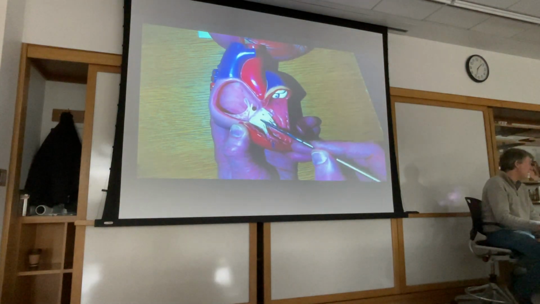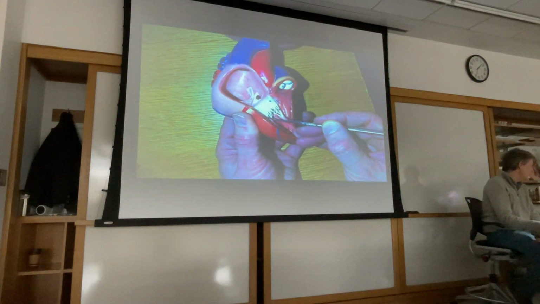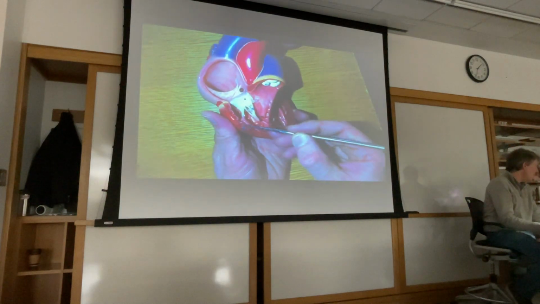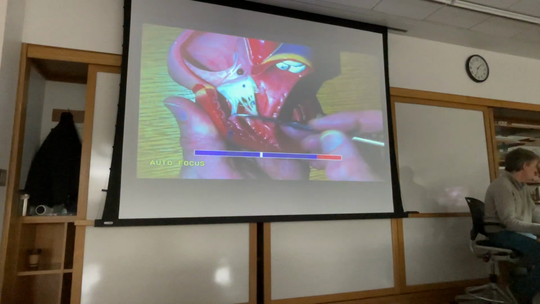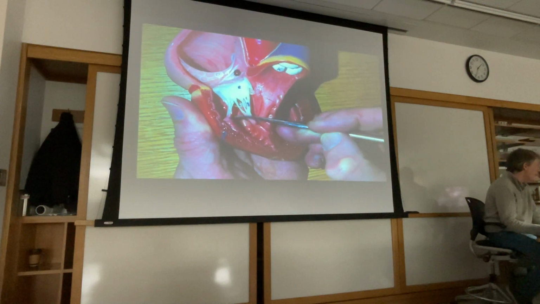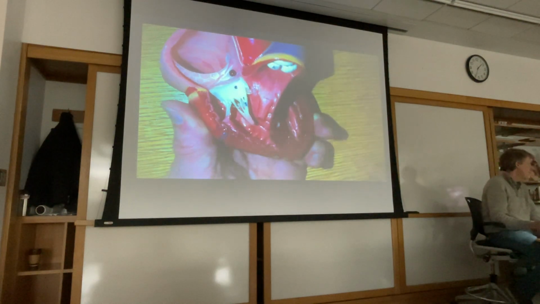This is the right AV valve, or you can also call it the tricuspid valve. Notice these little things that you see here, those are called the chordae tendineae. The chordae tendineae are attached to little muscles that are in the wall of the ventricles. This one actually tore off, but you can see how this one's still attached here. Those are called papillary muscles. Those are the anchor spots for the chordae tendineae.